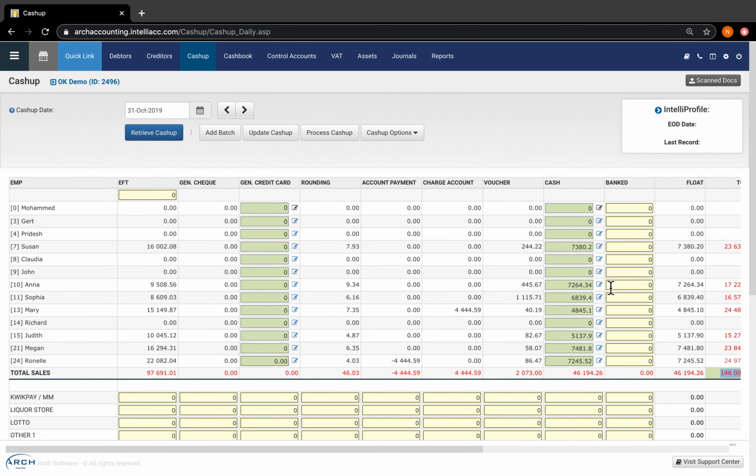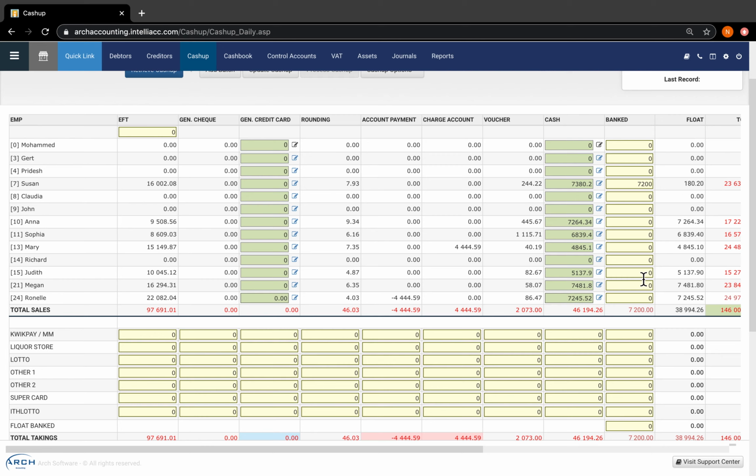So let's use cashier number 7, 7,380 Rand 20 expected. Let's assume only 7,200 Rand was banked, which will leave a shortage of 180 Rand 20 cents. The banked amounts for all the cashiers must then be captured.